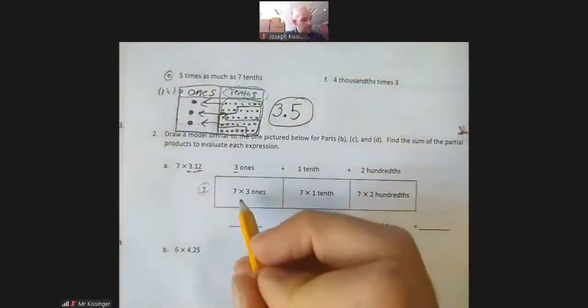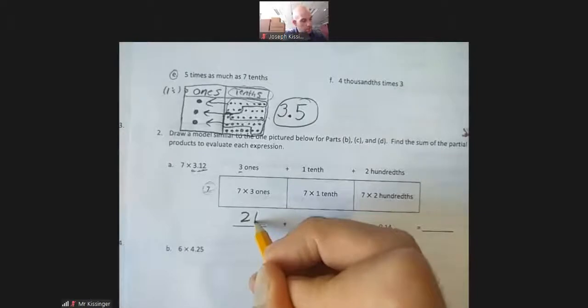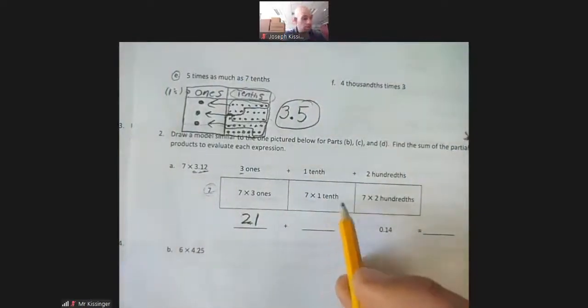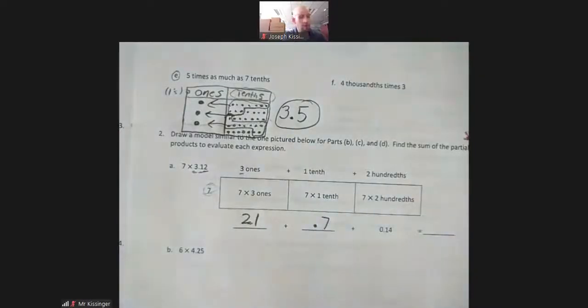So 7 times 3 ones is 21 ones, which is just 21. 7 times 1 tenth will be 7 tenths, which looks like this. And then we have 7 times 2 hundredths, which is 14 hundredths or 0.14. And then we need to add those all together. So we would do 21 plus 0.7 plus 0.14.